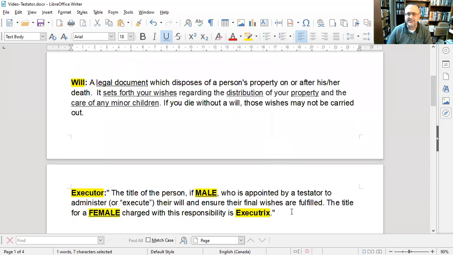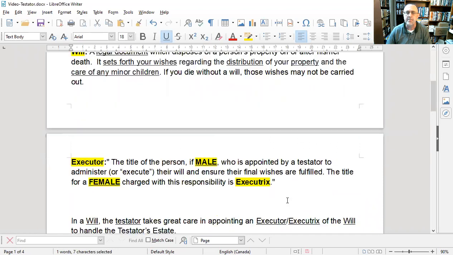So let's look at executor. Executor is the title of the person, if male, who is appointed by the testator. The testator is the male who has a valid will. The executor is appointed by the testator to administer or execute their will and ensure that their wishes are fulfilled. The title of Executrix is used if it is a female who has that responsibility.